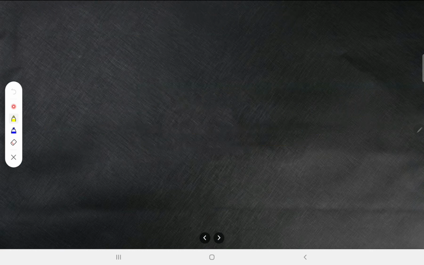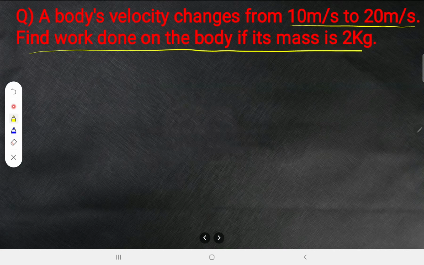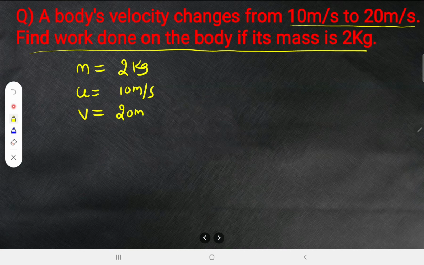Fine, then let us take some numericals to understand this. A body's velocity changes from 10 meter per second to 20 meter per second. Find the work done on the body if its mass is 2 kg. So what is the mass of the body? Mass of the body is 2 kg. What is the initial velocity? Initial velocity is 10 meter per second. What is the final velocity? Final velocity is 20 meter per second.